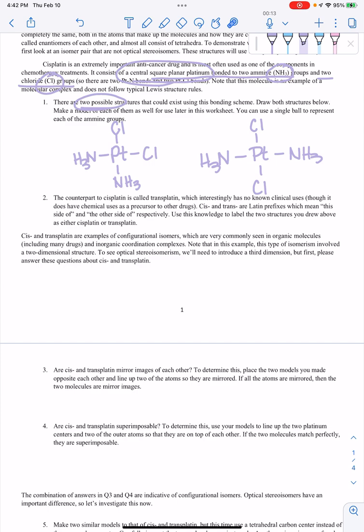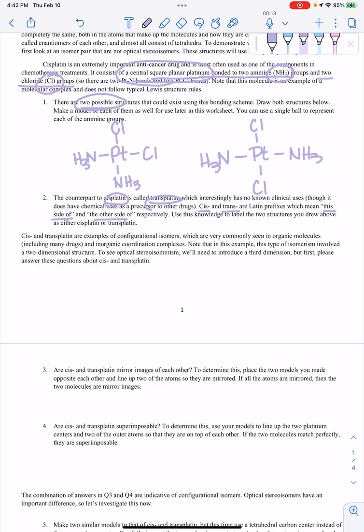So that's question 1. Question 2 is asking to label each of these structures and say which one is the cis platinum and which one is the trans platinum. And then it also gives us that cis means this side of, or next to, or adjacent, and trans means the other side of, or opposite.